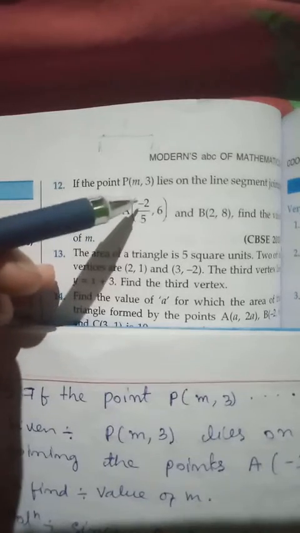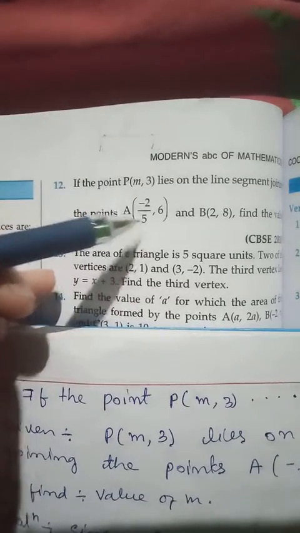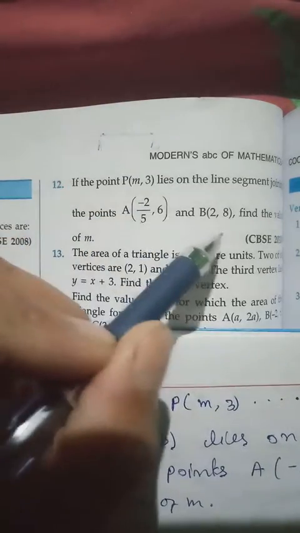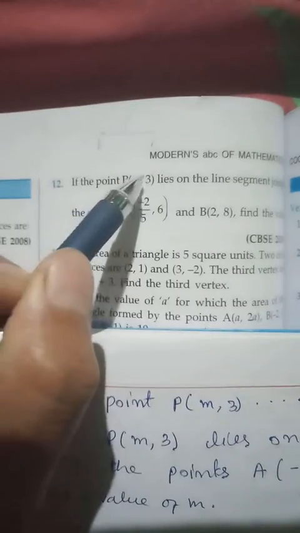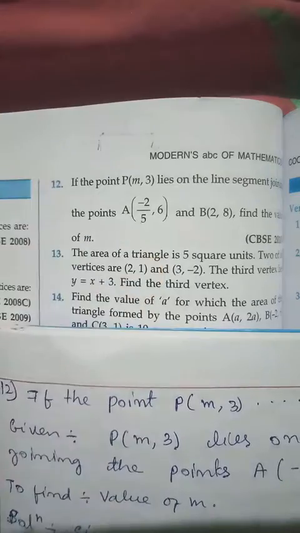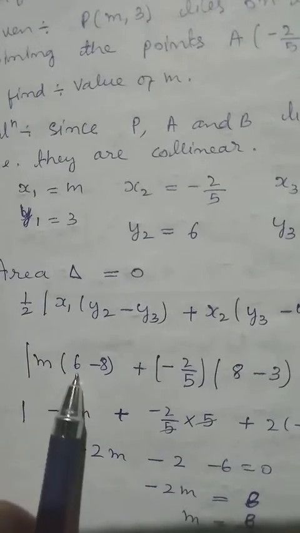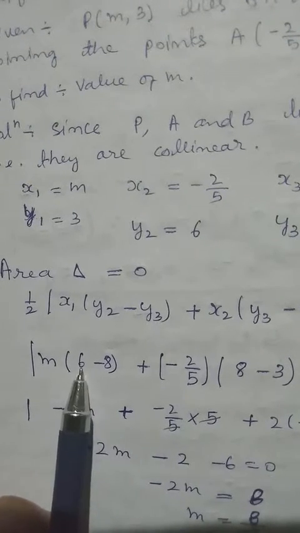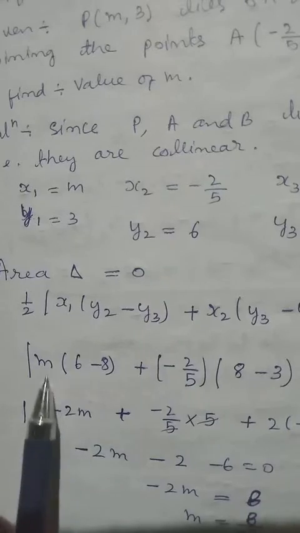Area of triangle, you know, is half base into height. So if we take minus 2 by 5, it will become inside the bracket 6 minus 8. Then if we take 2, it will become 3 minus 6. Then if we take M, it will become 6 minus 8. So after we replace, let us see how we can do it. Here both are numbers, we can subtract. 8 minus 6 will be 2. 8 is greater, so it will be minus 2M.